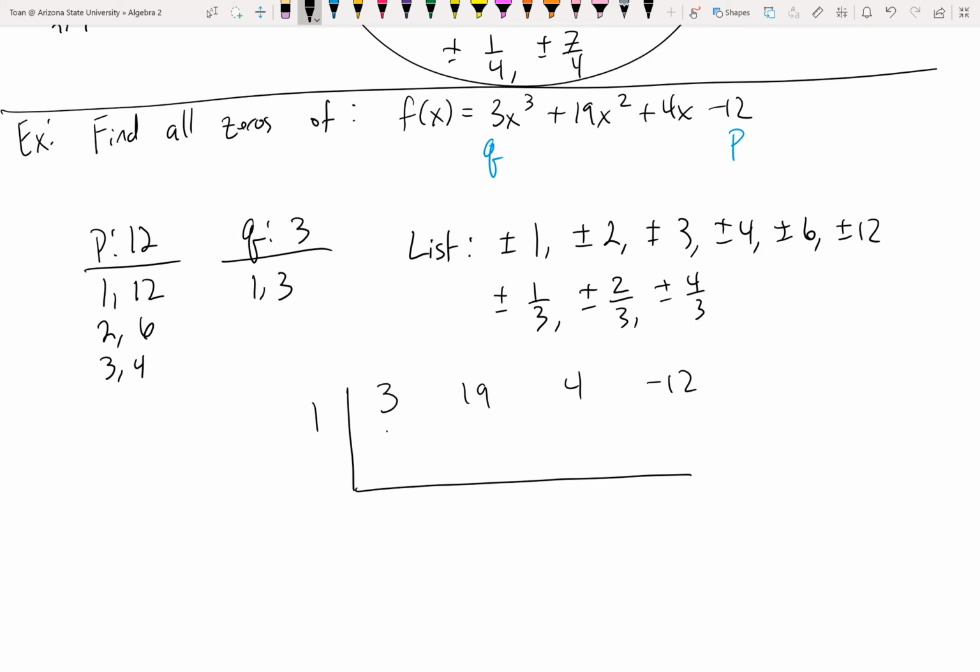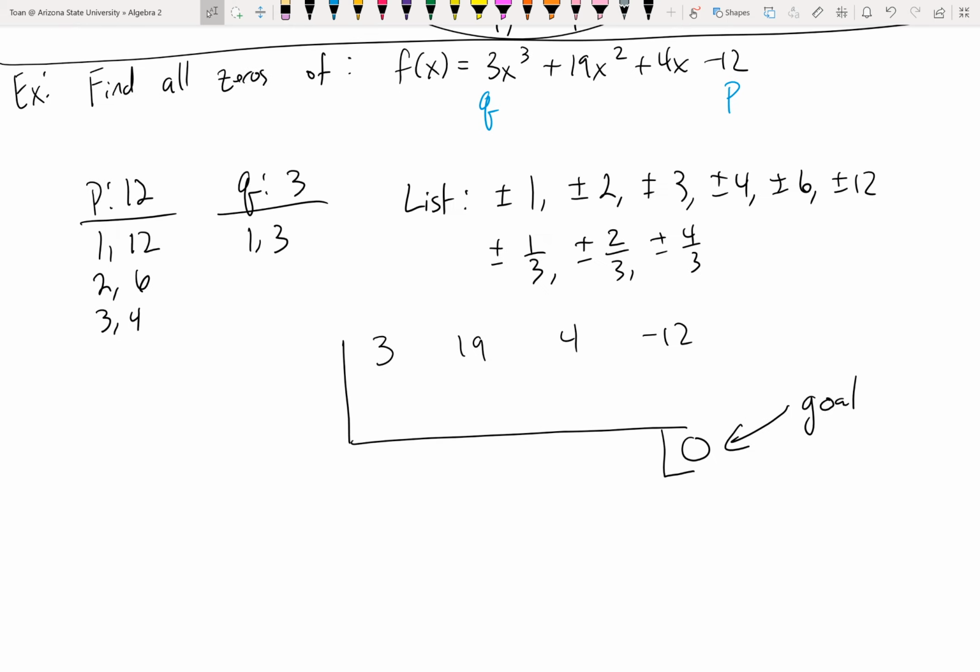You can check 1 and do the motions. Your goal is to get a 0 as a remainder, because if you get a 0 as a remainder, that'll tell you that it is a factor. So just to show you what I mean, I'm going to guess something that's wrong, and then we'll guess something that's right. So I'm going to guess randomly x equals 1. Maybe I think that's the answer.